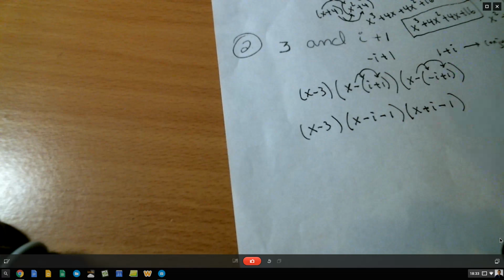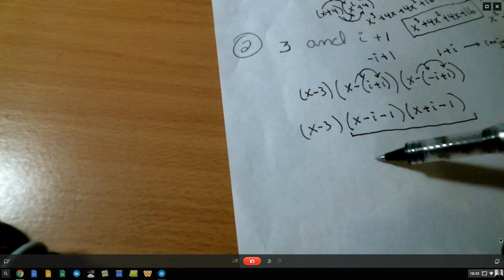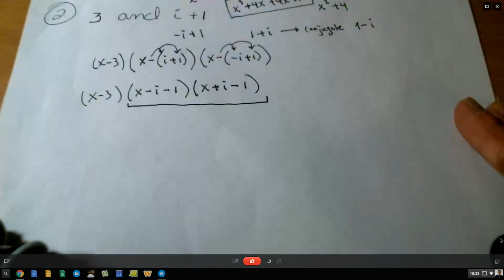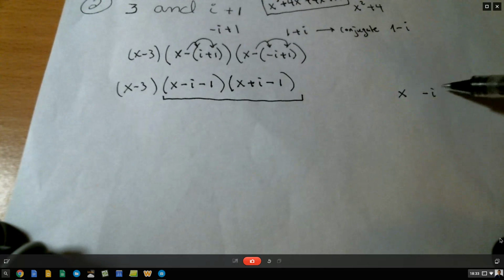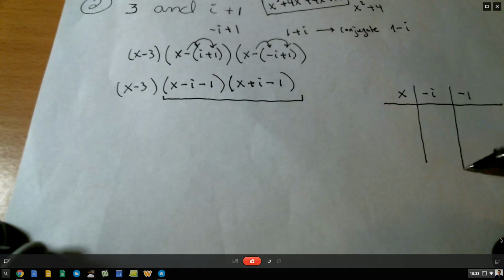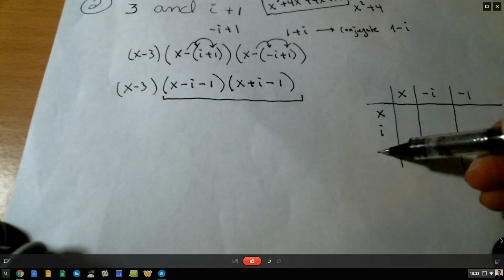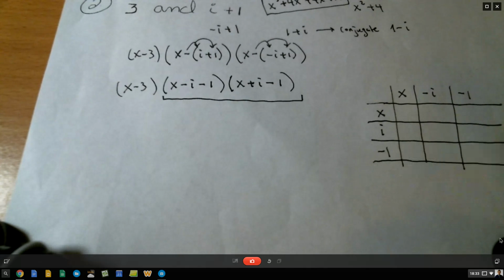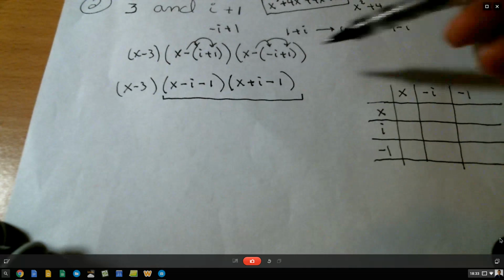Okay, so far so good. So now we have to FOIL. Let's FOIL these two parts first, and then we're going to get our answer and then FOIL with that one. Same thing, I will use the box method here so you guys can see, okay? So we have x minus i minus 1, and we have x plus i minus 1. So let's do that. Let's start multiplying.